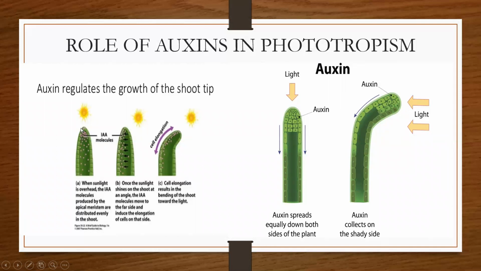If the light is from right from the top, it is equally received by both sides. But when you have the light a little away from directly overhead, then there is rapid cell elongation at this part, which is the shade. And hence you have bending of the shoot towards light as we see here.